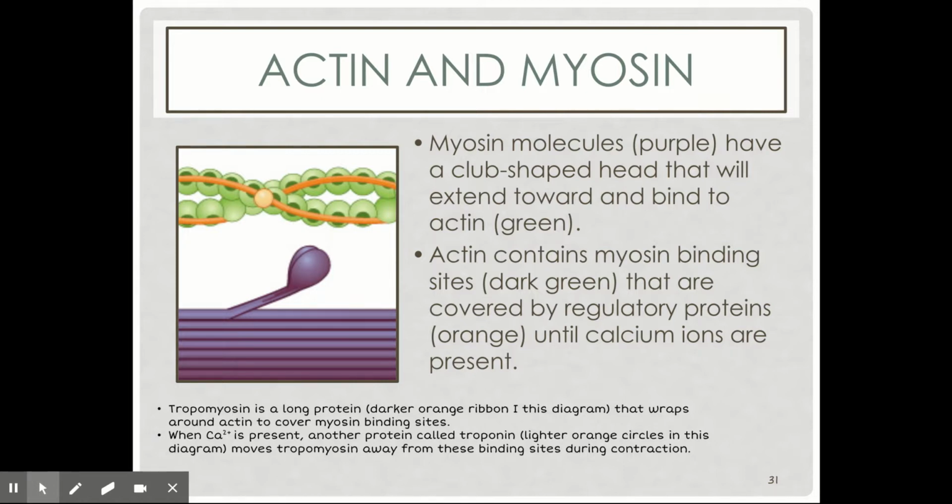When calcium is present, so when it comes in finally, another protein called troponin, which is this lighter orange circle, will move the tropomyosin away from the binding sites. So that is troponin right here. So you have troponin and tropomyosin. Now they are very similar sounding, but you do need to know how they are different and what they do.